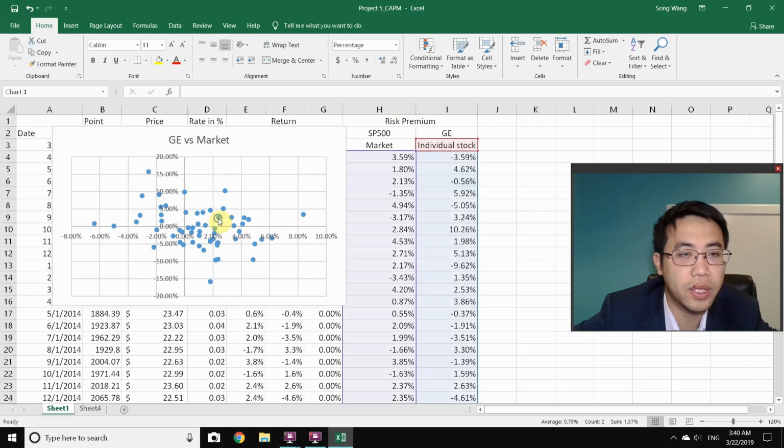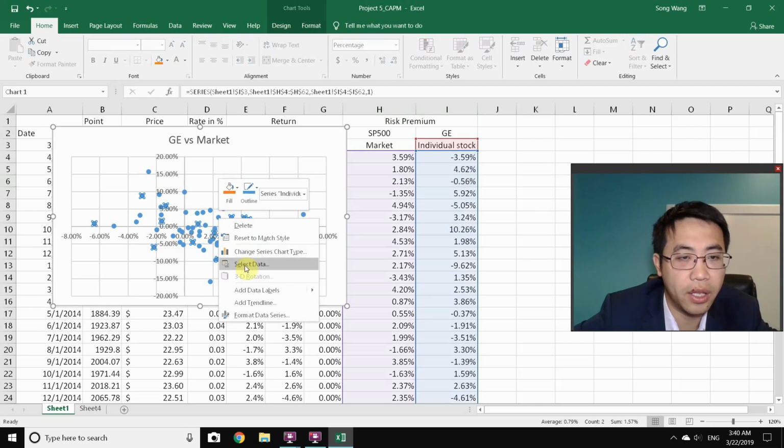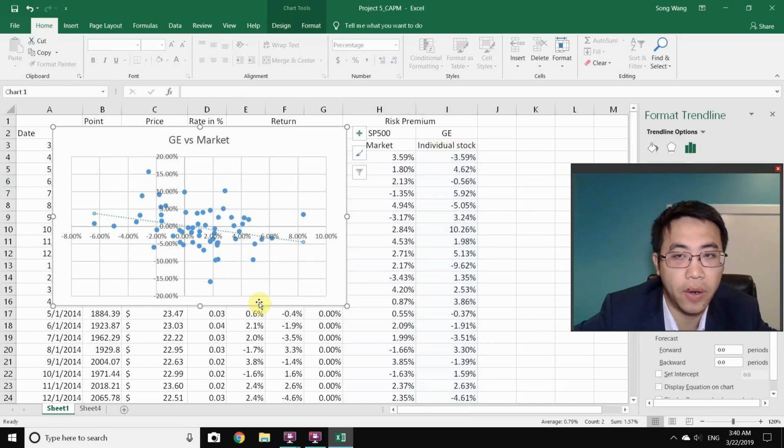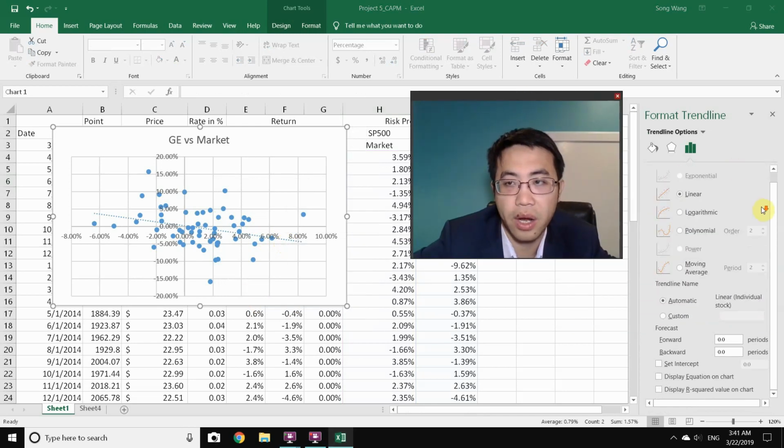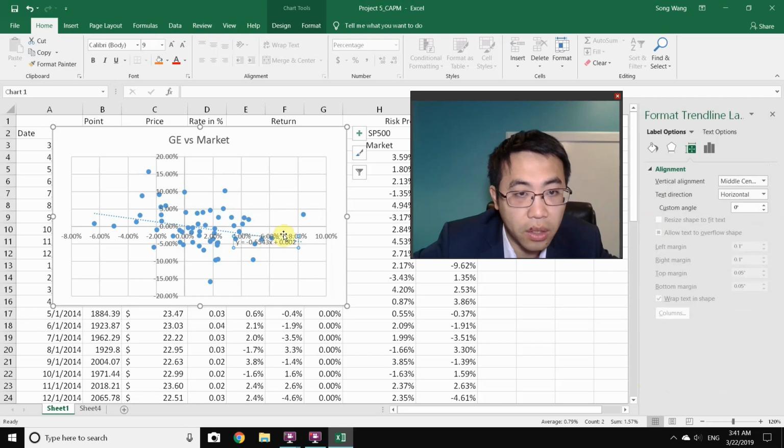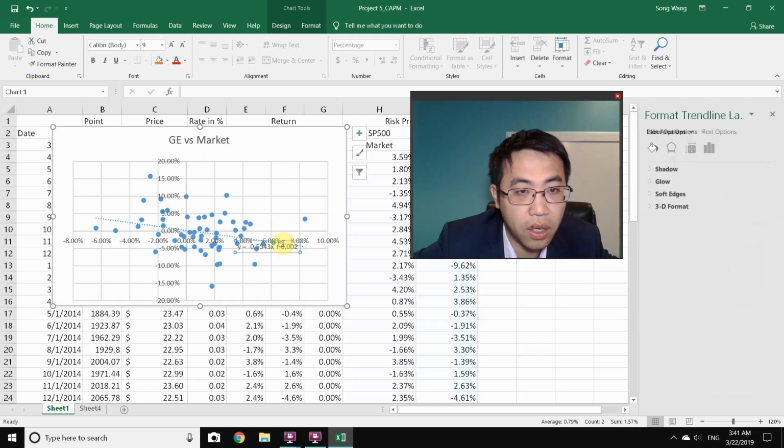So what you can do is you right-click on it, and then you add a trendline. Okay, you add a trendline. All right. So after you add a trendline, you can just edit right here, and you can say display equation on chart. Okay, display equation on chart. So make sure this is checked. All right. So here is your equation.